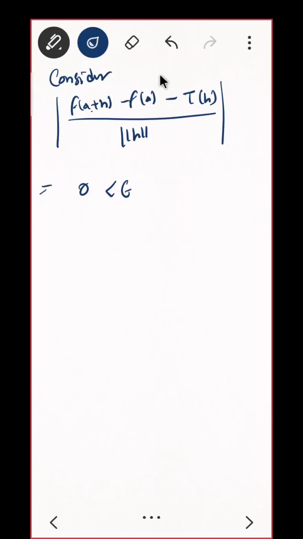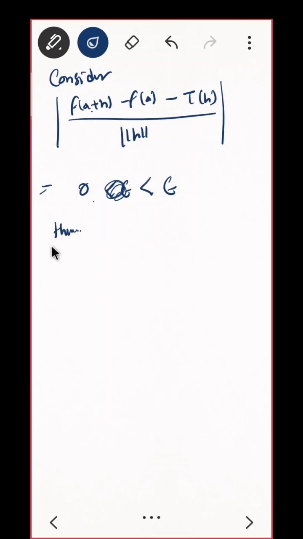I'm getting this as a 0. Do you agree? Hence, what is my conclusion? This is 0, less than epsilon. Since this is 0, that means epsilon was positive, so I can consider this whole term to be less than epsilon. Correct? So what is my conclusion?